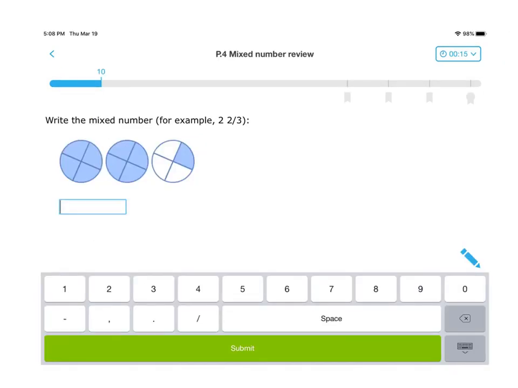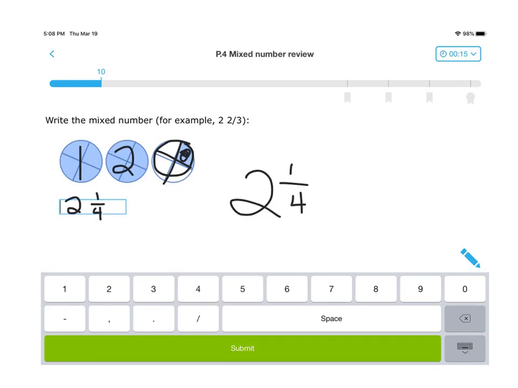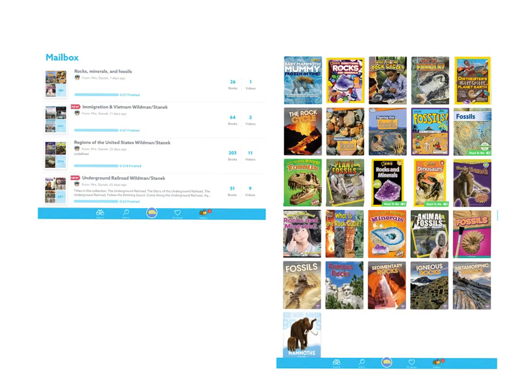One last example, we're going to write another mixed number. So a mixed number is a mixture of how many whole things there are and then what is the leftover fractional amount. So in this case, I've got 1 whole pie, 2 whole pies. So that's my whole number. And this one is broken up into 4 parts, and only one of them is shaded. So I have the fraction 2 and 1/4. And then click submit.